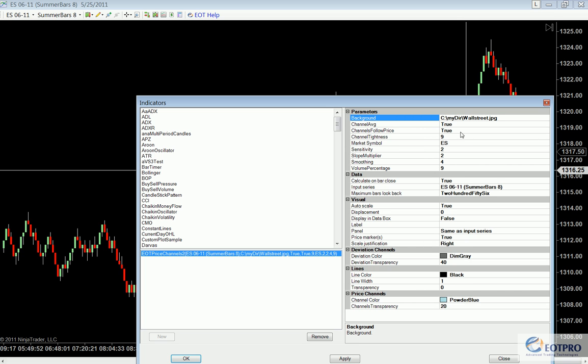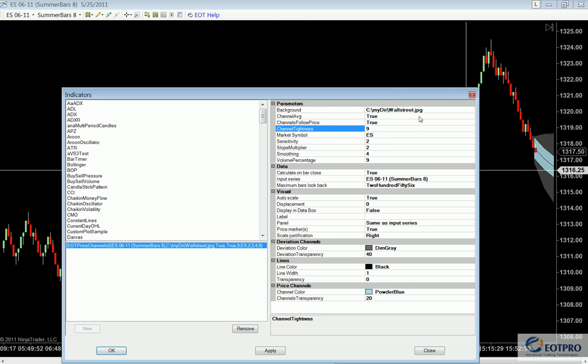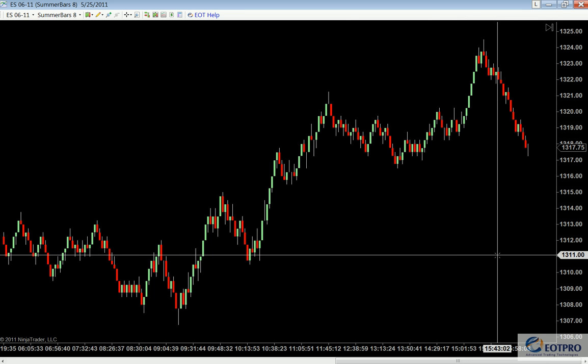Some of the inputs here: channel tightness. We can adjust how tight these channels are to price. Here is where you input the market symbol. Obviously, we're on ES, so we're predicting ES. If you're on GC, you type in GC, etc. We can make this thing really sensitive or a little bit less sensitive. We can multiply the slope, exaggerate the slope. So let's say we want to exaggerate the slope a lot.